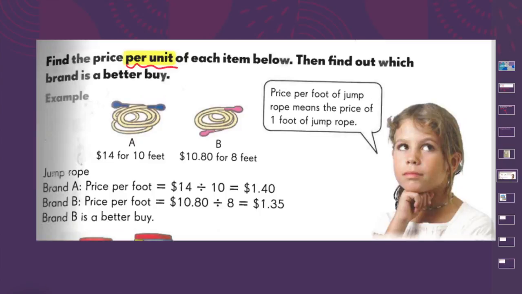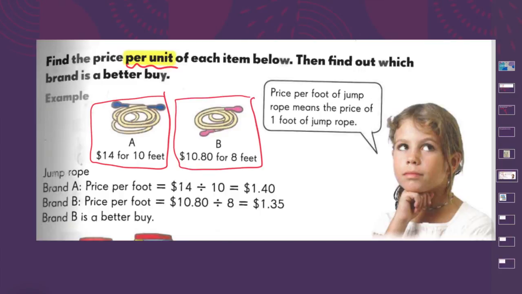It says find the price per unit of each item below, then find out which is a better buy. So a lot of times when you're finding the price per unit, you're doing so you can see which is a better purchase option. So here we have an example of rope A that you can buy $14 for 10 feet, or rope B, we can spend $10.80 for 8 feet. So which is the better buy?